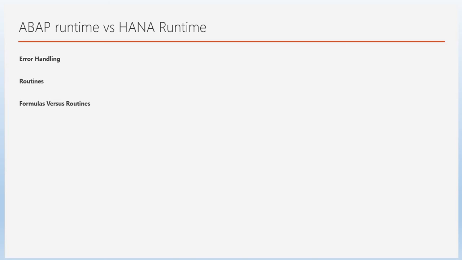And the last one is formula versus routine. We recommend you to use the formula because a formula can be run in both runtimes, ABAP and HANA, but routines cannot be run in both runtimes. So it is important to choose, if you are building some kind of solution, what you are going to use, formula or routine.